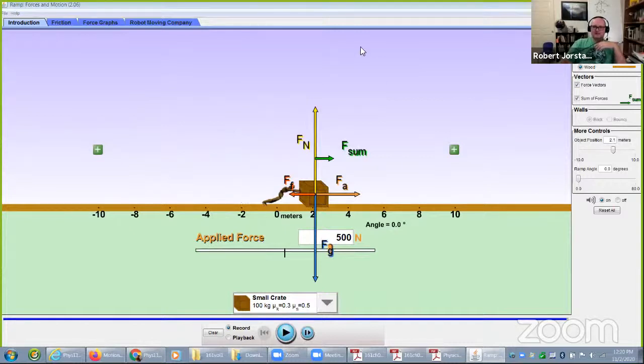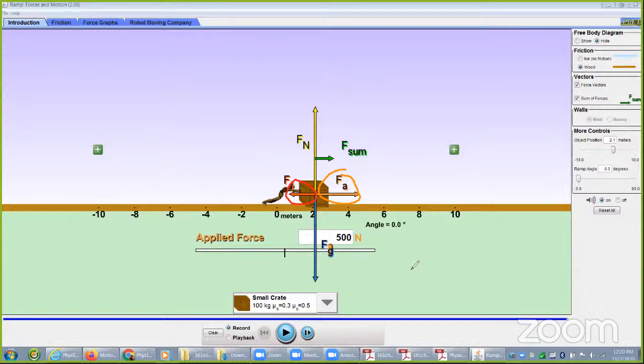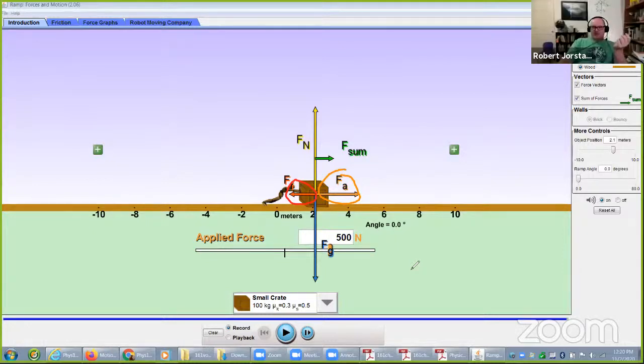Now look, I just want to point this out. Look at the size of the arrows. Is friction still equal to 500? No. This is very tricky. What happens is if the objects aren't moving, friction can balance the applied force. Okay, fine. But once you get it moving, friction suddenly drops dramatically. In short, it's much easier to keep something going once you get it started than it is to get it started moving.